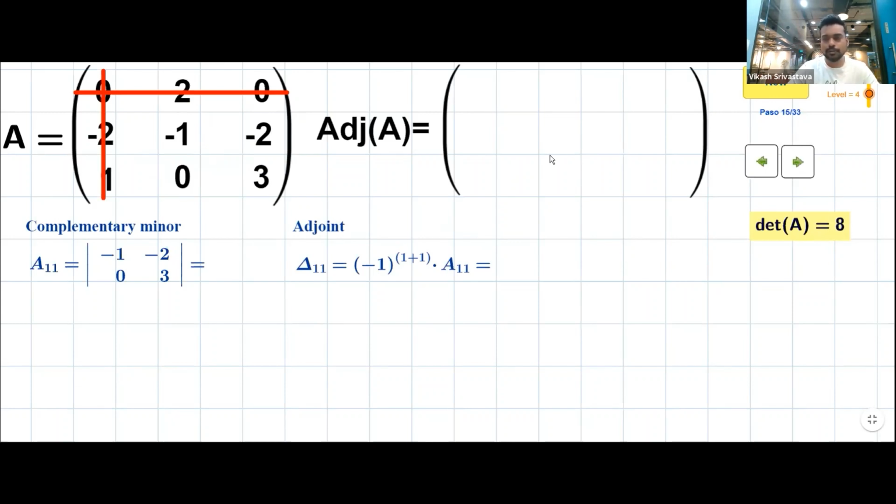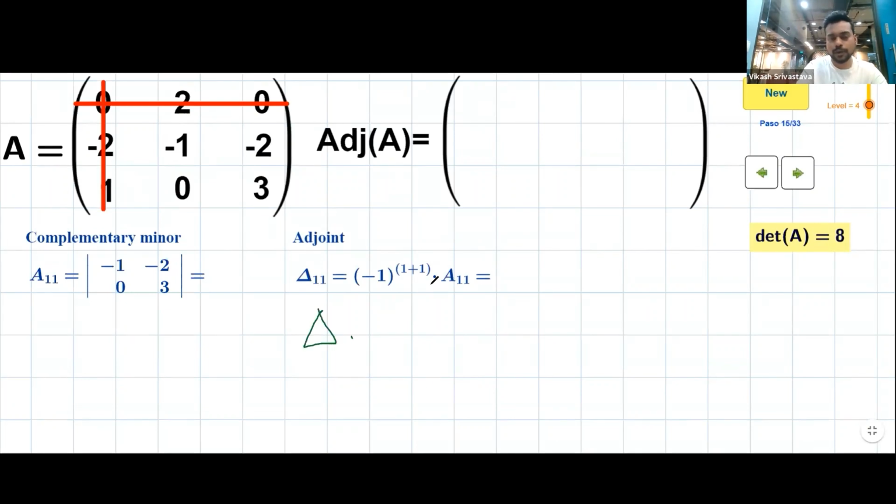Okay, so for the first element, what is the formula? The formula is, so let's say 1 plus... in this case I am focusing on this particular element which is del 1 1, right? So del 1 1 is essentially this first element, which is at the first row and the first column, right? So we want to calculate that element.